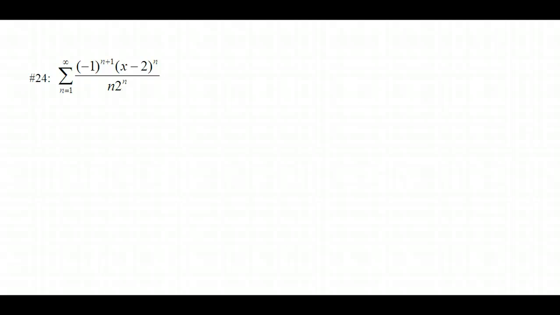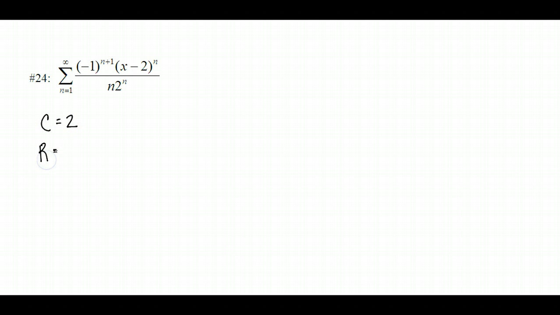All right. Number 24. Summation from n equals 1 to infinity of negative 1 to the power of n plus 1 times x minus 2 to the power of n, divided by n times 2 to the power of n. Again, right away, identify your center. Well, in this situation, our center is equal to 2.